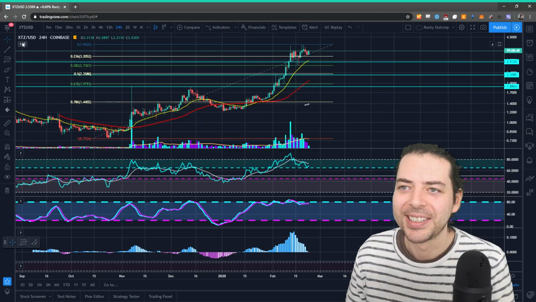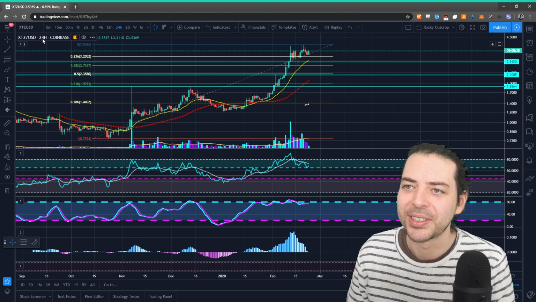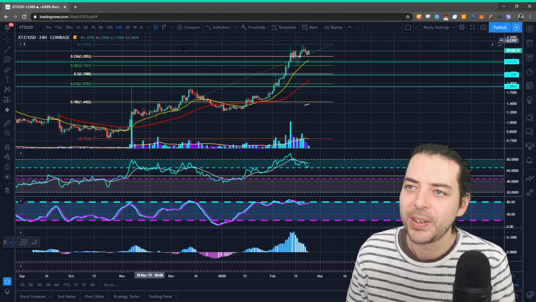So we're back in here. This is the Tezos versus US dollar, XTZ versus USD, 24-hour Coinbase chart.